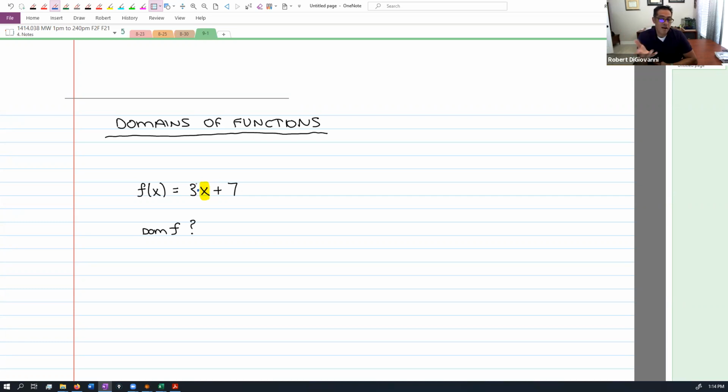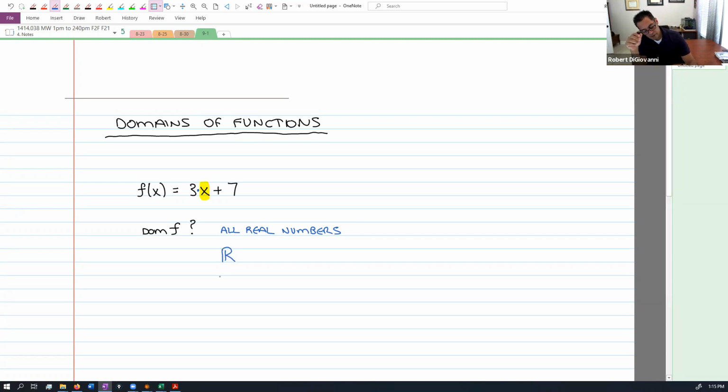So I need to somehow tell you that any value you want to plug in can be plugged in, all right? And there are multiple ways to say that. One way to say it is that the domain is all real numbers. You've probably seen that before. Another way that you could write all real numbers is to use what we call a double-struck capital R. That represents all real numbers.